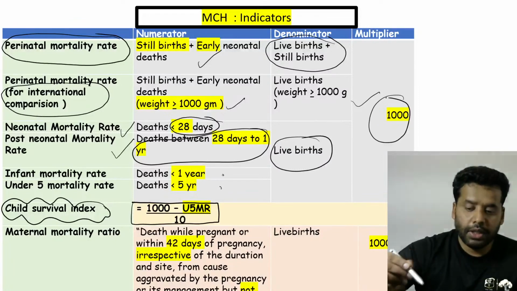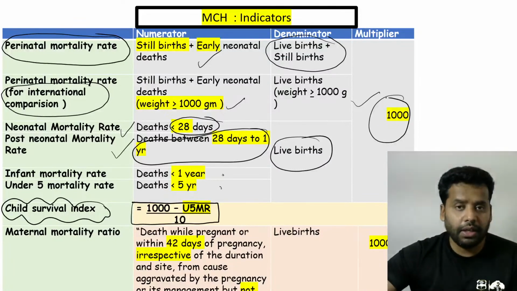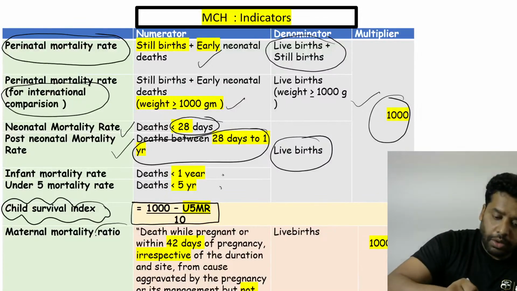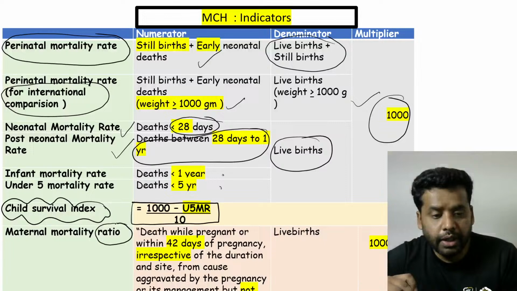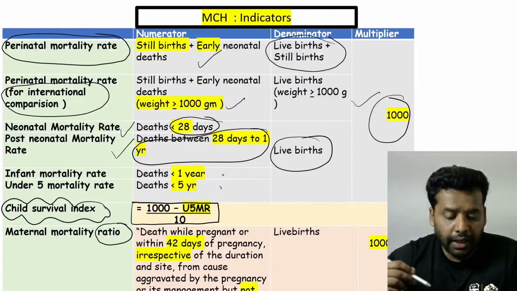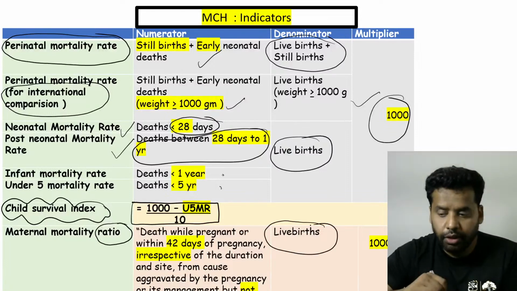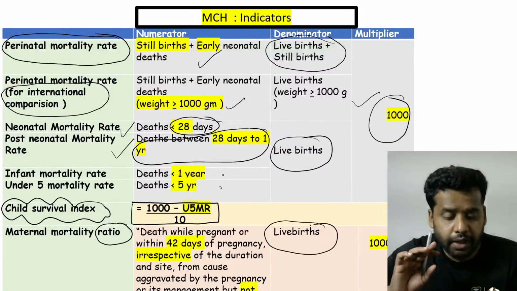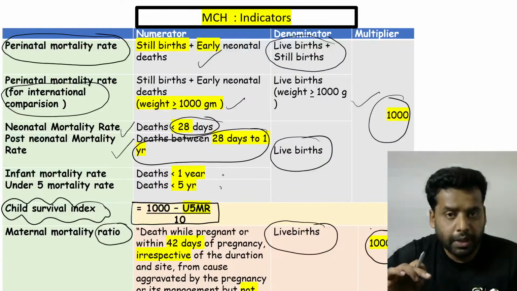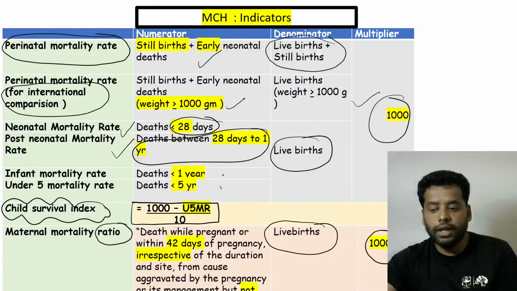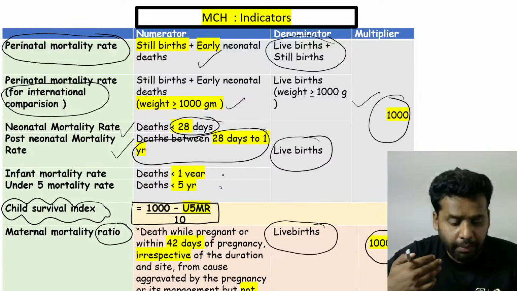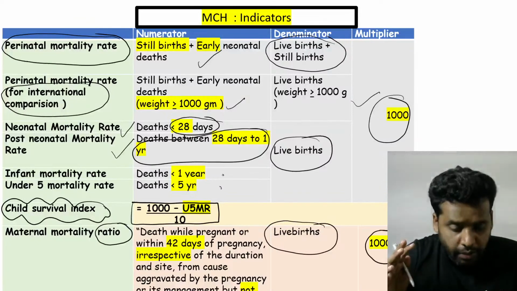The multiplier used is 1000. Don't multiply with 1 lakh. Maternal mortality ratio. Ratio means two different entities, where you count maternal deaths by live birth. Denominator again is live birth. Maternal deaths divided by live birth. Multiplier is 1 lakh. For every 1 lakh, how many mothers will sacrifice their lives? This is how you calculate maternal mortality ratio.